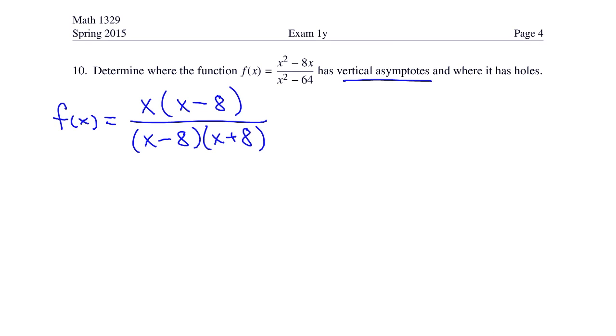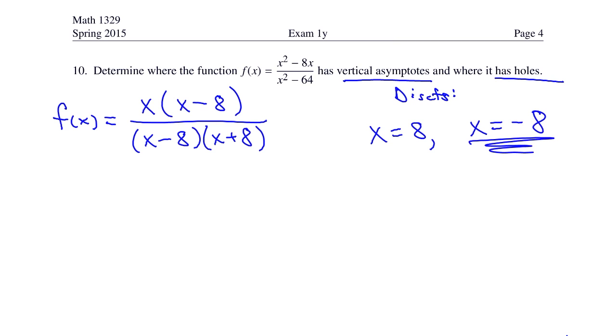Now since we're looking for vertical asymptotes and holes, we need to find the discontinuities. The discontinuities occur when the denominator is equal to 0, and of course that would be x is equal to 8 and x is equal to negative 8. I'm going to start with x is equal to negative 8. Notice that the factor that gives us the discontinuity of x equals negative 8 is x plus 8. There is no x plus 8 factor in the numerator. So therefore, x is equal to negative 8 is automatically a vertical asymptote.